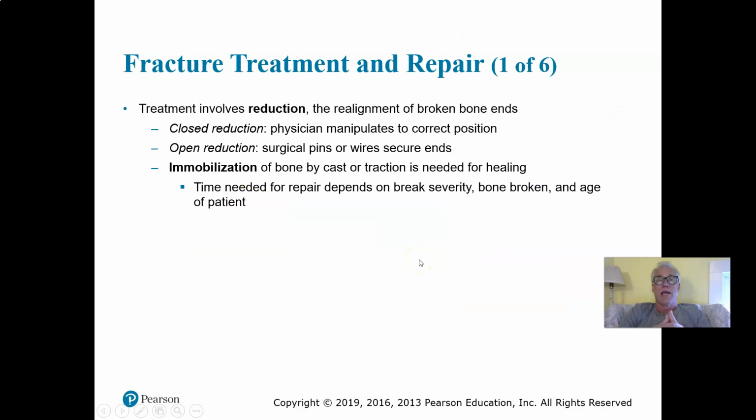So when we take care of a bone break, the first step in treatment, other than to actually analyze by x-ray and find out exactly what's going on, probably is to do a reduction. Do a reduction, reposition the bones.